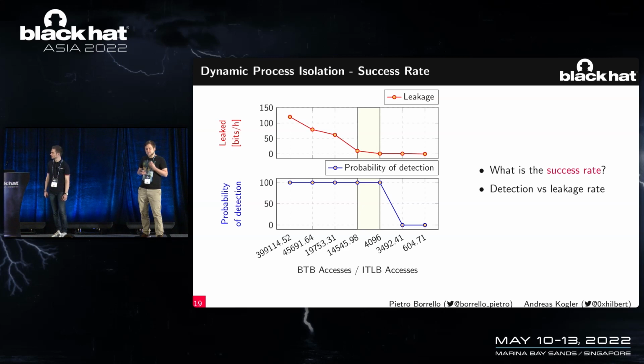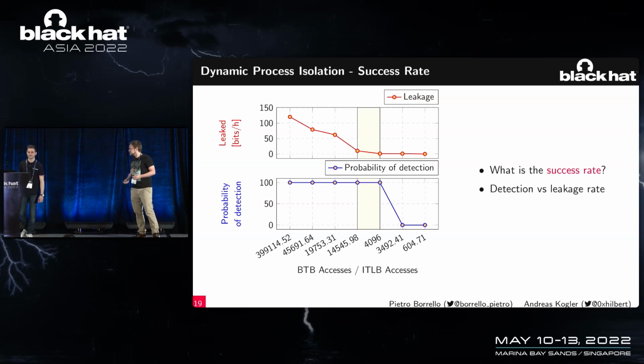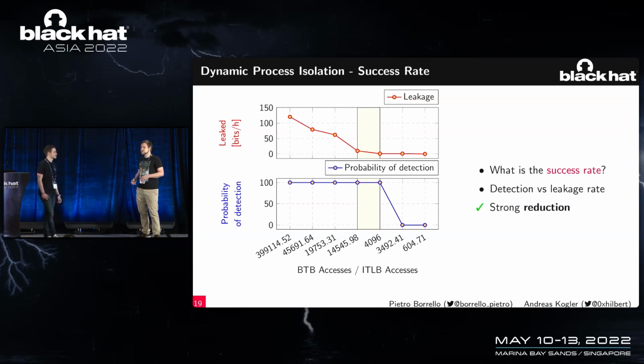However, the detection actually works so well that if you reduce the leakage rate to get below the detection rate, the attack is infeasible, because you only have a 30-second execution window where you no longer can exploit this leakage. So overall, I have to say that this defense gives a strong reduction of leakage rate and makes these attacks basically infeasible.